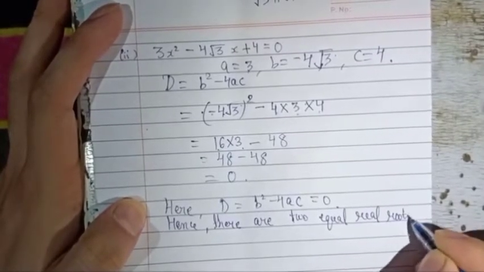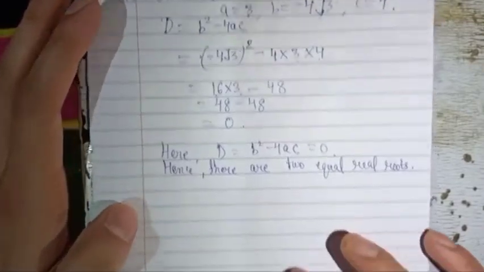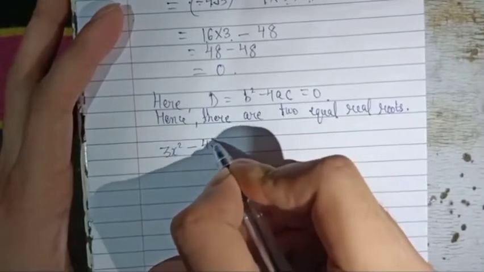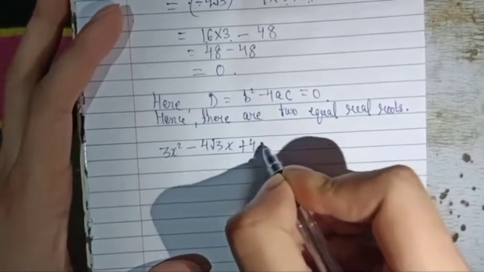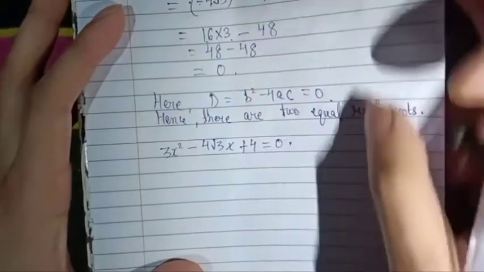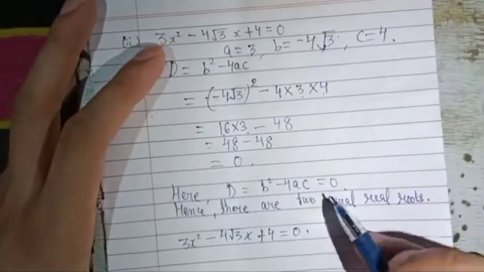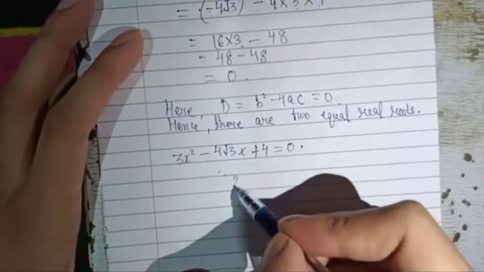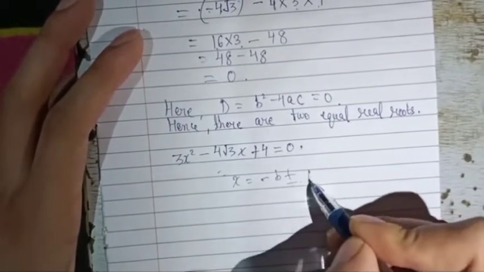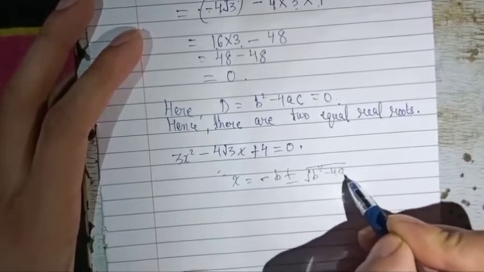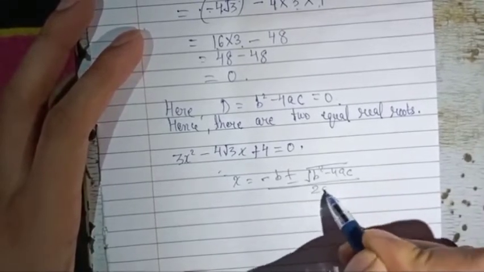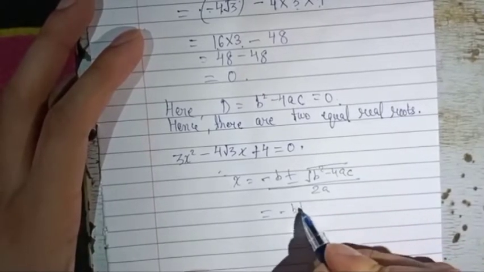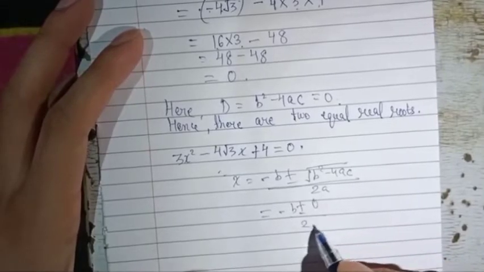Real roots. Now we will find which are the two real roots. So first of all, the equation is 3x square minus 4 root 3x plus 4 is equal to 0. Since we have calculated the value of d as 0, we can directly apply the quadratic formula, that is x is equal to minus b plus minus under root b square minus 4ac, and whole divided by 2a. Since the value of b square minus 4ac is 0, we can write it as minus b plus minus 0, divided by 2a.